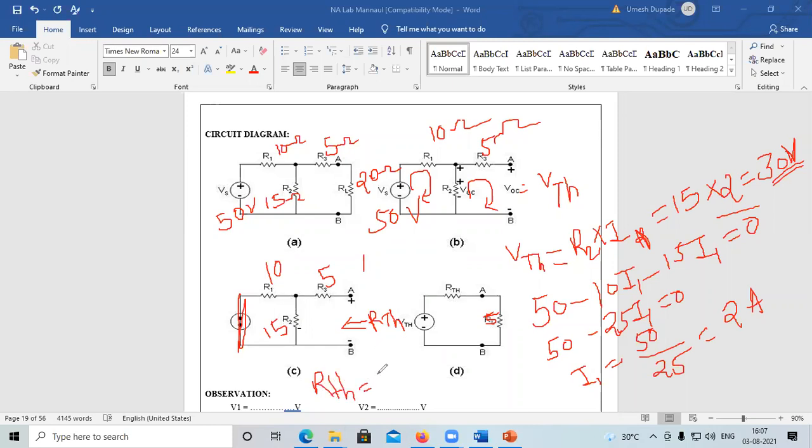Solve the parallel combination first: 10 into 15 divided by 10 plus 15. 10 plus 15 is nothing but 25. So 150 divided by 25 is nothing but 6. And 6 plus this resistance is 6 plus 5, which is nothing but 11 ohm. So this is the value of RTH.